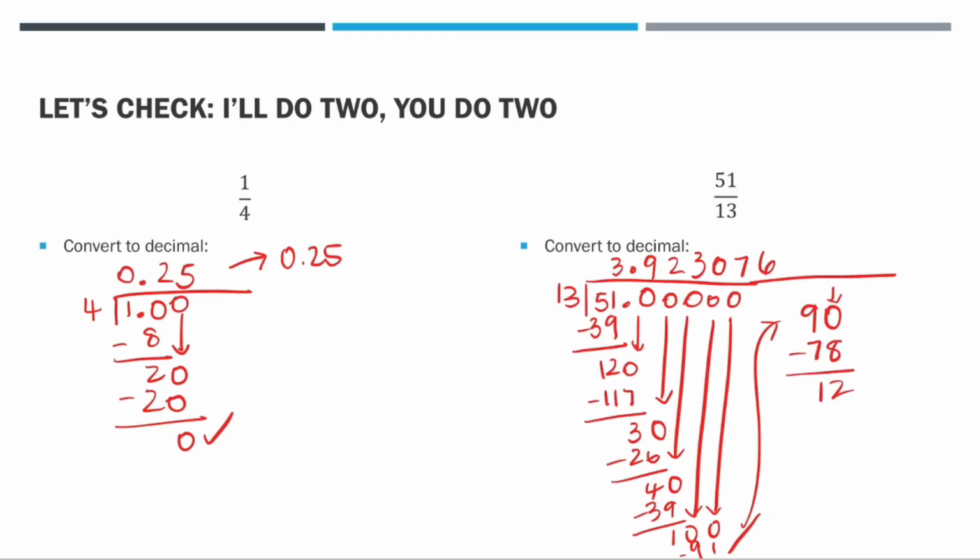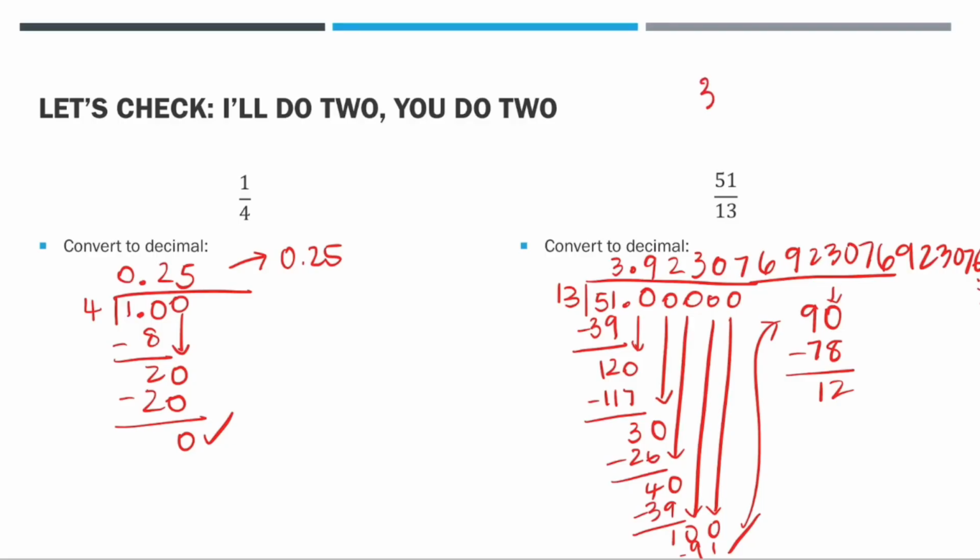Oh, and now look, we have actually the same thing as we had here. And since we're not changing the 13 at all, it's going to end up repeating. So then I can just predict it's going to be 923076, and then it'll repeat again, 923076, and so on. And so this is another example of a rational number because that decimal is repeating.